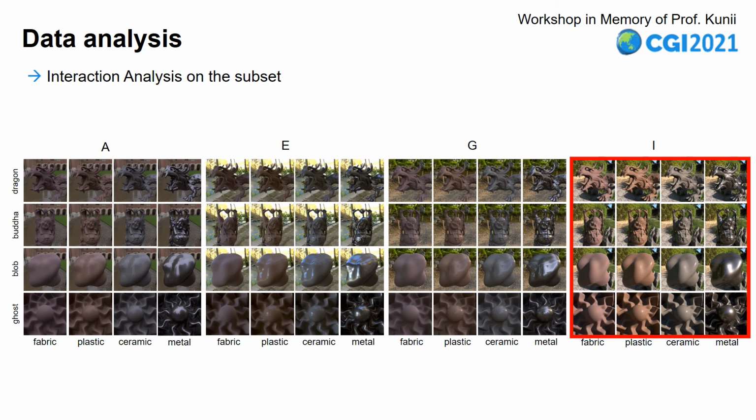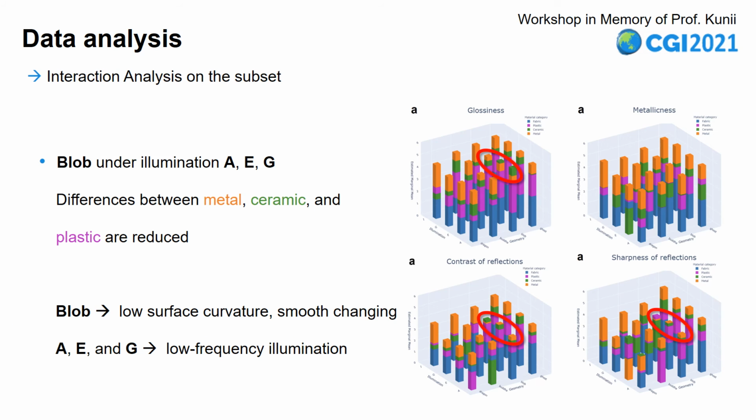This is visible on the following slide, which on the right shows the rendering under this strong illumination I that includes sunlight. Clearly we can see that gloss-related attributes are quite strong for this particular illumination, irrespective of geometry. For the blob geometry that features low surface curvatures and an overall smoothly changing surface, under smooth illuminations A, E, and G, the differences in gloss-related appearance trend between metal and ceramic and plastic are strongly reduced.